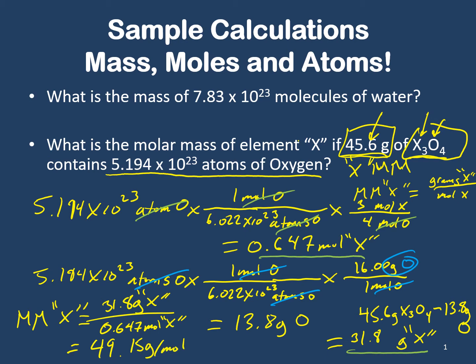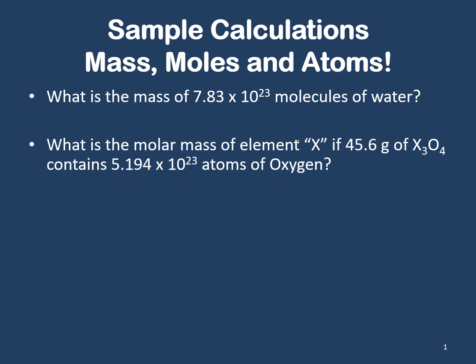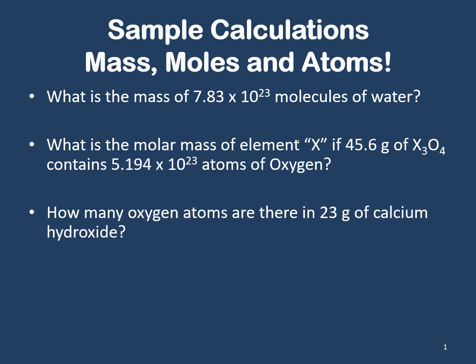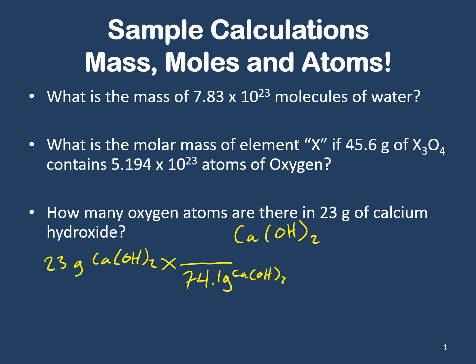Okay, so let's do another problem. How many oxygen atoms are there in 23 grams of calcium hydroxide? The first step here is going to be writing out the formula of calcium hydroxide, which will be this, because calcium has a 2+ charge, hydroxide has a -1 charge, and we have 23 grams of this. So 23 grams of Ca(OH)2. I need to next calculate the molar mass of calcium hydroxide. It ends up being about 74.1 grams of Ca(OH)2 per 1 mole of calcium hydroxide.